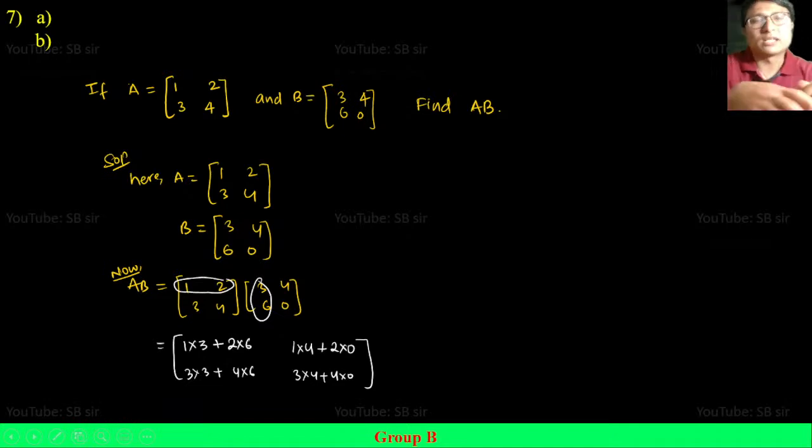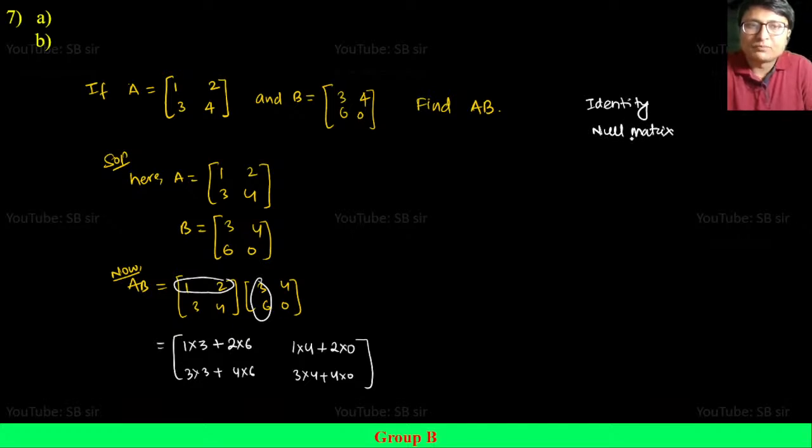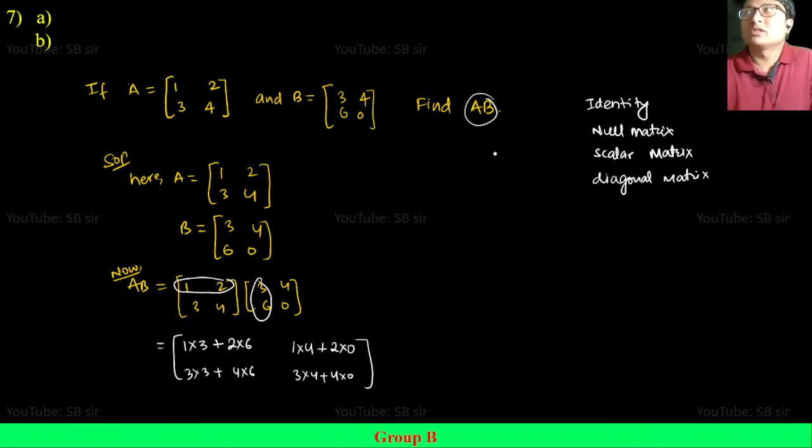So similarly, the question might be asked like BA. Also, the question might be asked to show that AB is an identity matrix. So for such questions, you have to know what is identity matrix, what is null matrix, what is scalar matrix, what is diagonal matrix. So questions might be based on such types. The question might ask you to find AB or find BA, or to show that AB is an identity matrix.